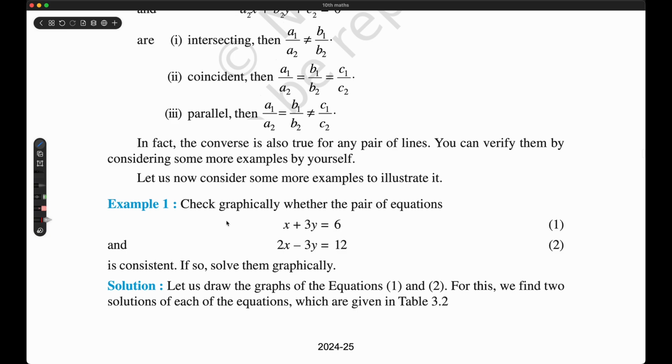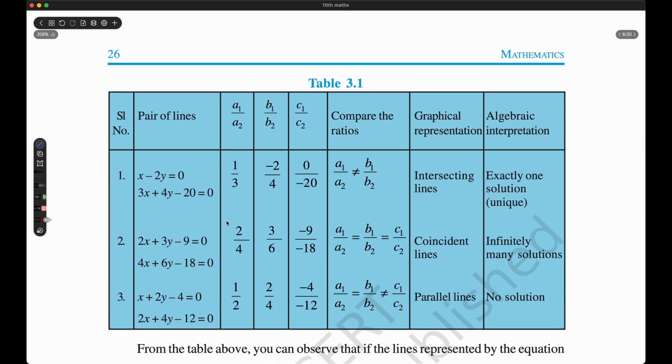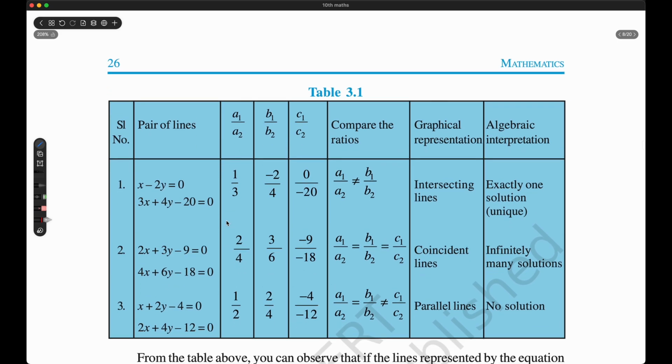Hello everyone, my name is Shyam Chauhan and in this lecture we are going to cover three examples, example 1, 2 and 3. In the last lecture we covered the graphical representation of lines. Lines are of three types: intersecting lines, coincident lines and parallel lines.